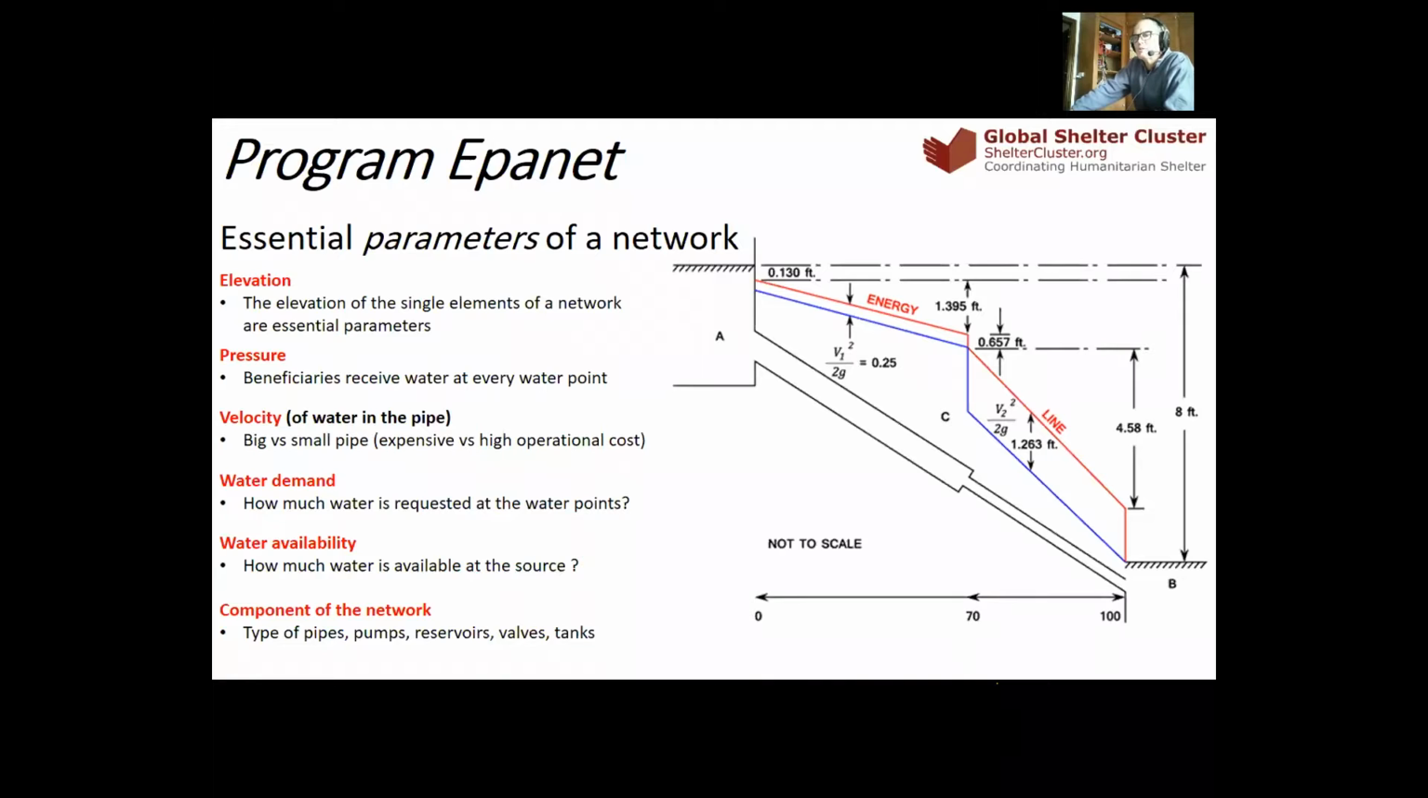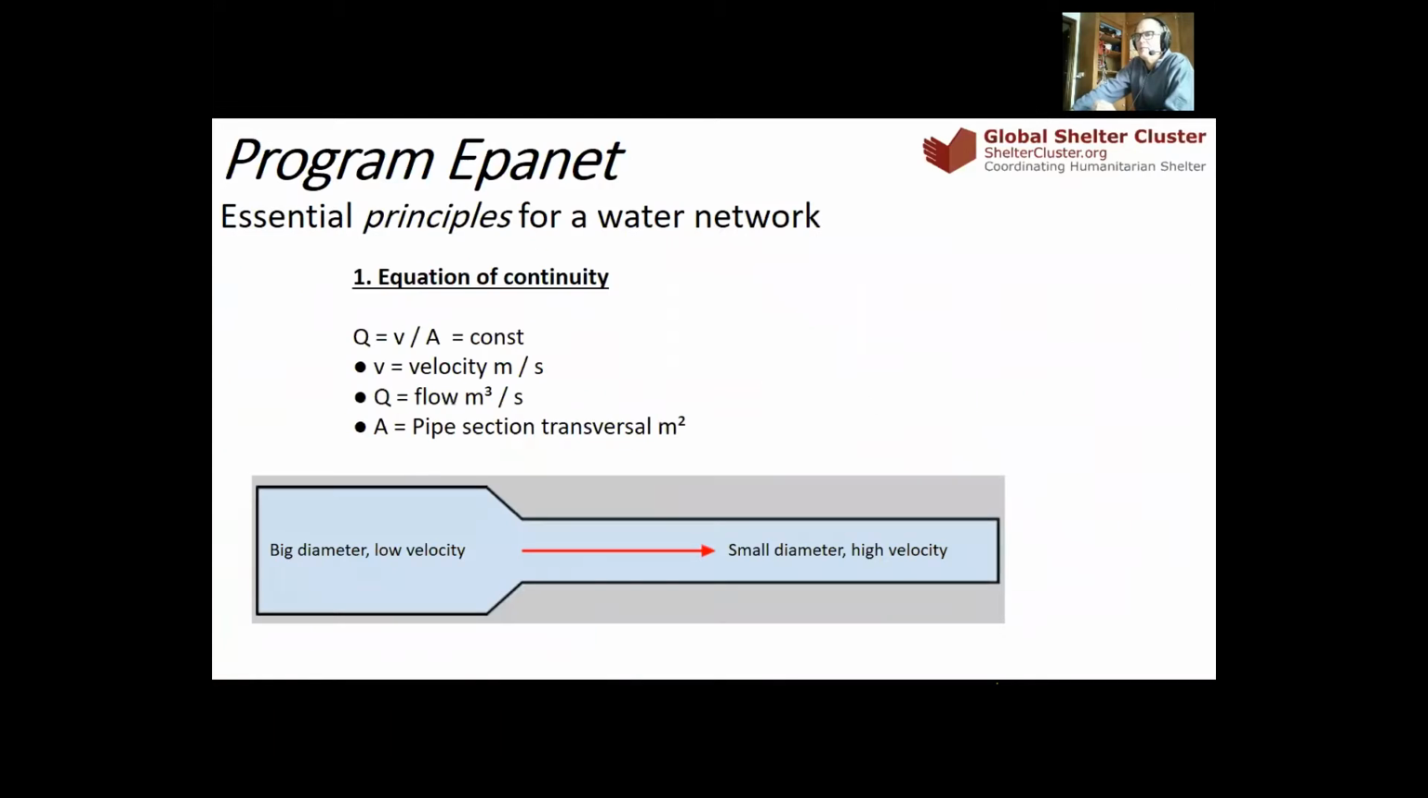Then you have the velocity of the water in the pipe. We have the water demand. It means how much water is requested at the tap stand or at the fountains or at the house connection. Then there is the water availability, how much water is available for the network. It could be at the source, it could be a borehole, it could be a spring. And then there are components of the network, which are pipes, pumps, reservoir, valves, and tanks. As you see, we have only 5 elements and actually few elements.